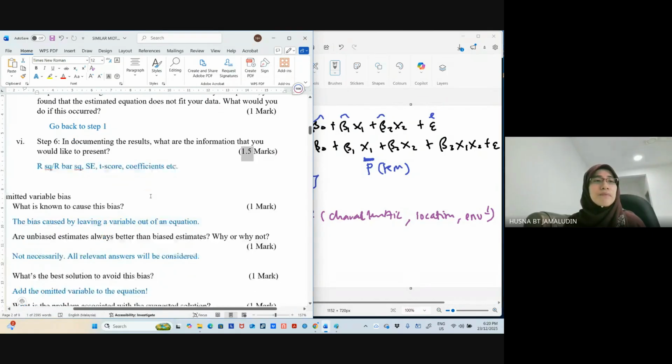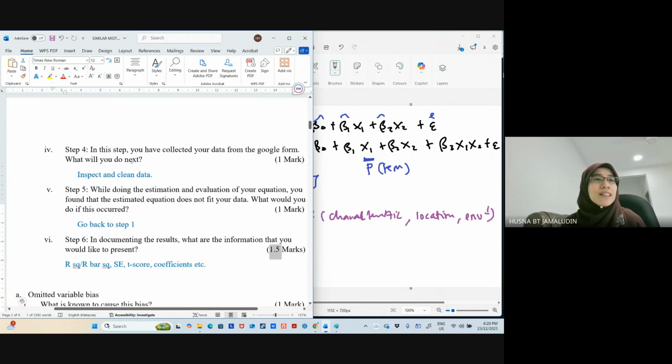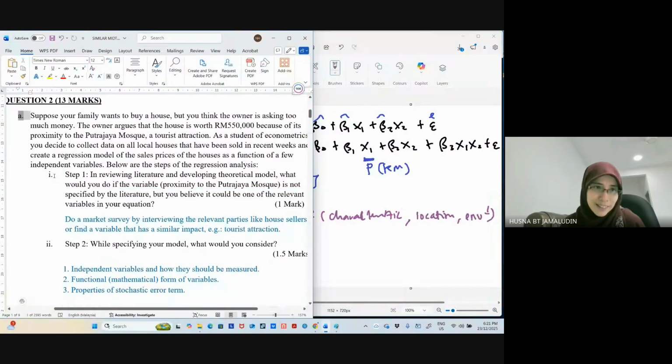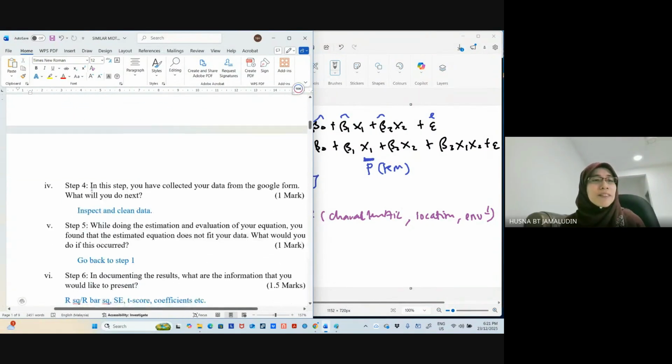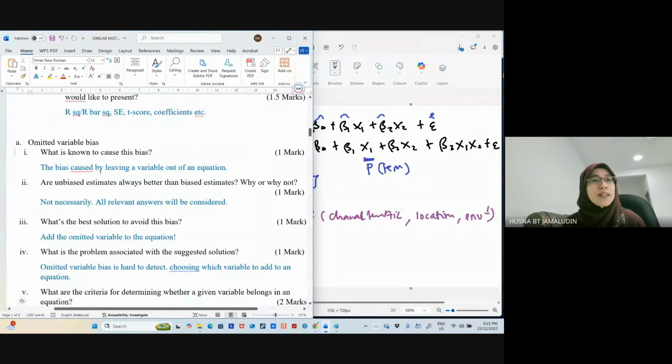Next, remember, you only have 3 questions, but they may have the kids with the grandkids as well. So next question, omitted variable bias. What is known to cause this bias? Okay, you know that, right?